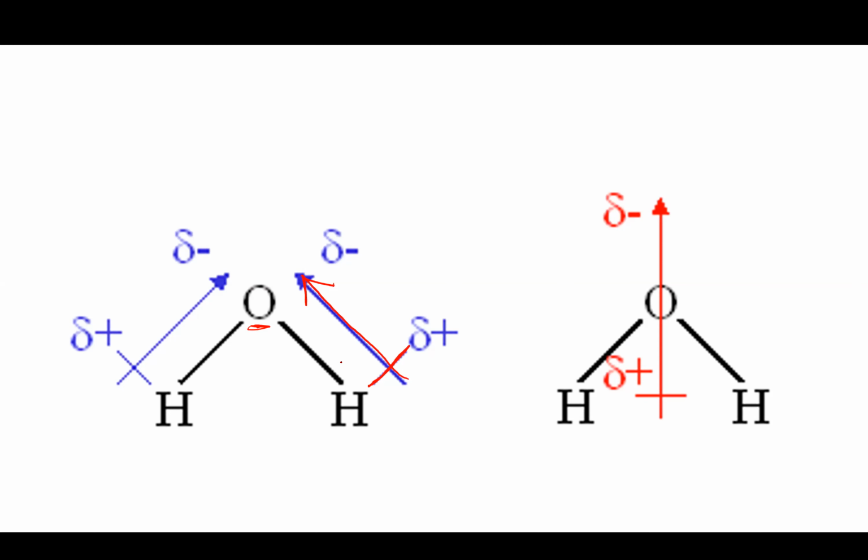we need to figure out if those bonds cancel each other. In the case of water, they do not cancel each other. These 2 dipoles on the left, if we use vector addition, add up to the dipole we see on the right. Okay, and so therefore our molecule is polar.